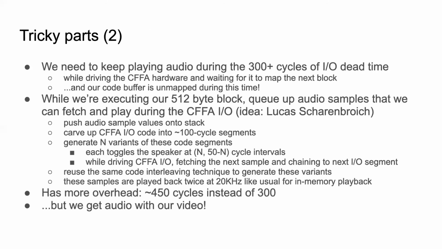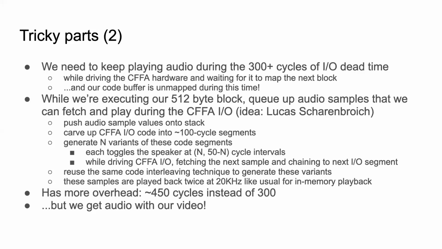There's a caveat, which is that we need to work out how to keep playing the audio during the period of 300 cycles when our buffer is unmapped and we're managing the I/O to the CFFA. So the approach that turned out to work here is to queue up samples ahead of time so that we can then fetch them and play them during this I/O period. So we push the samples onto the stack, and then the I/O code, I needed to carve it up into segments of about 100 cycles each, and then for each of these segments generate 50 different variants of the same code, which does the same basic operation, but also toggling the speaker at some definite frequency, so every n cycles.